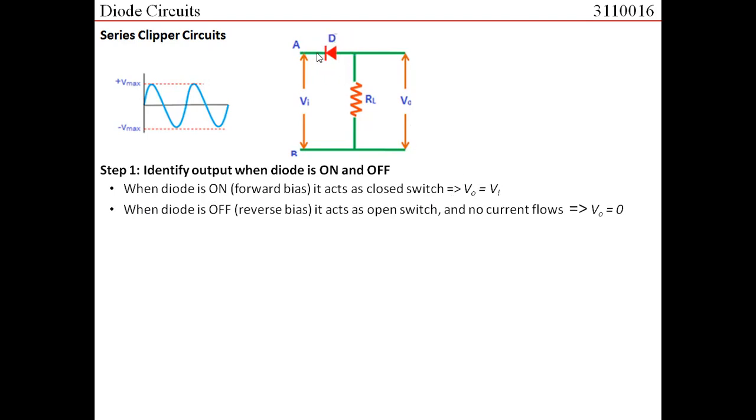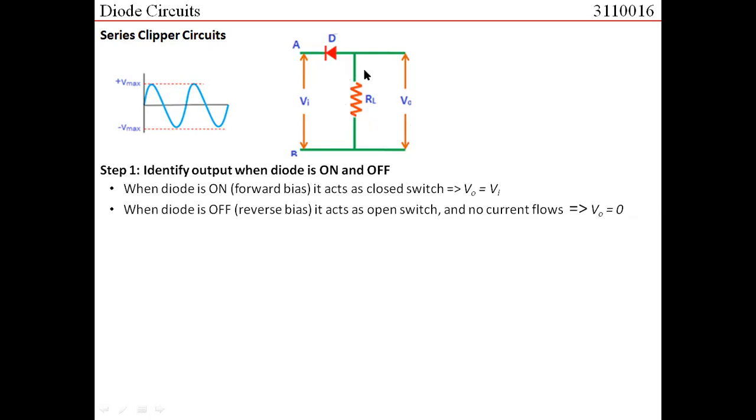Similarly, when the diode is off, it acts as an open switch. And when it acts as an open switch, there would not be any current passing through the circuit. If there is no current passing through the circuit, the voltage across RL, which we call V0, would be 0.